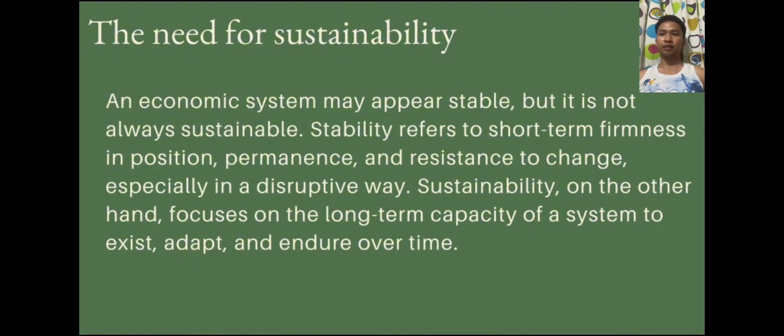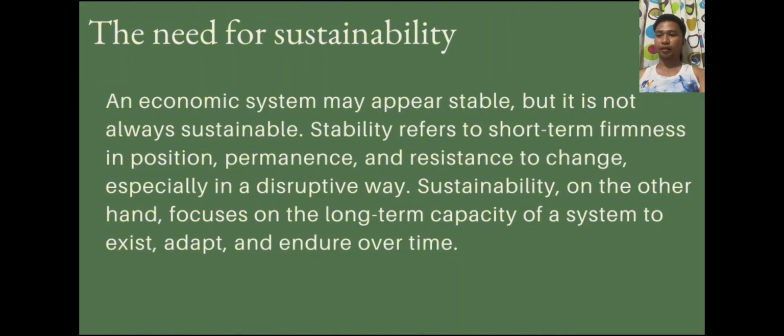stability and sustainability? Sustainability is long-term, like for the further future, for the generations to come, and stability is for like a single lifetime.